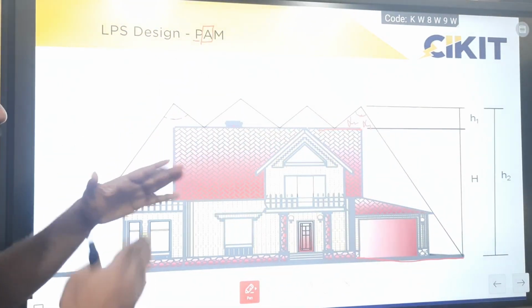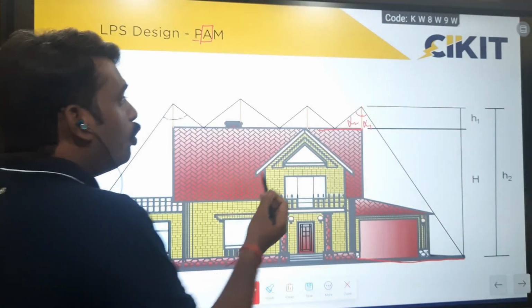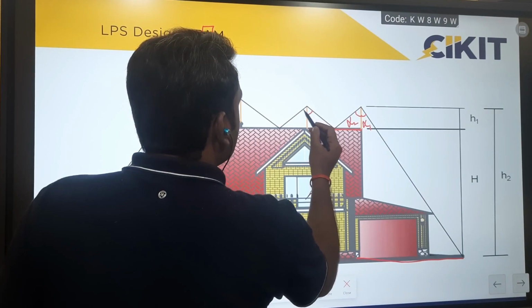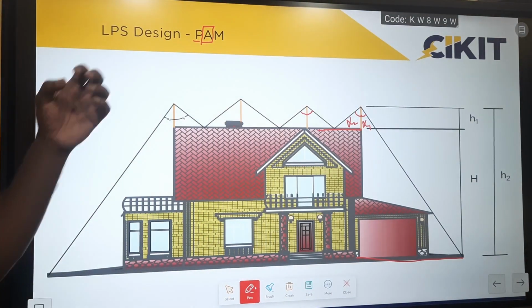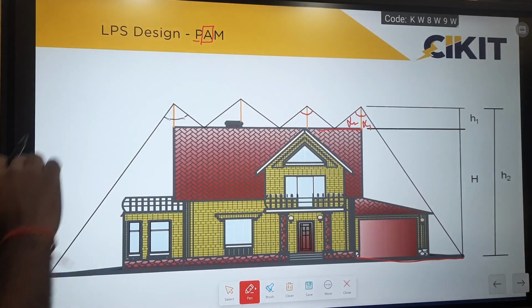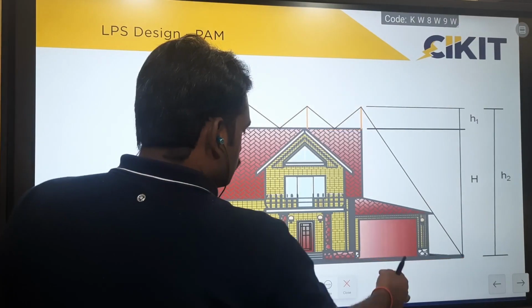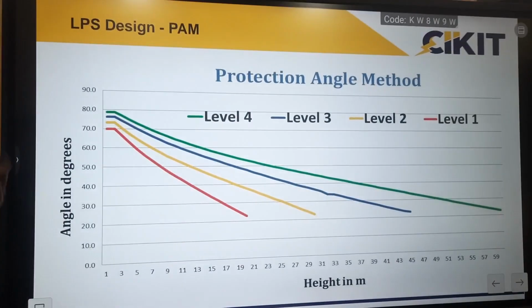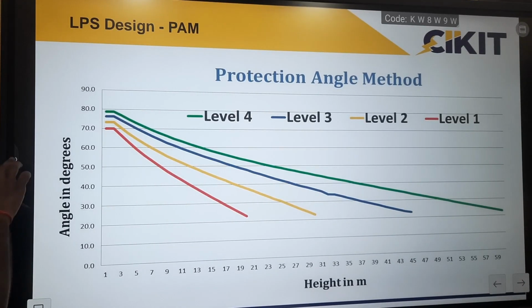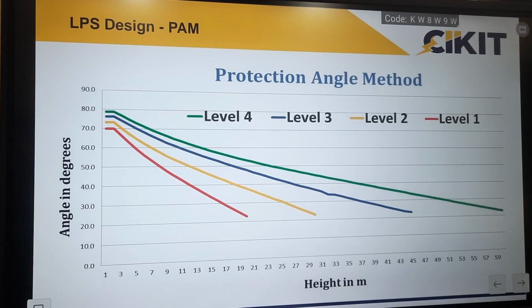Depending upon the height, the angle of protection will differ, and depending upon this angle, the radius will vary. Since the protection mainly depends upon this angle, this method is called the protection angle method. The standard has provided a graph for calculating the radius of protection for different heights. This is the graph provided by the standard 62305 part 3.